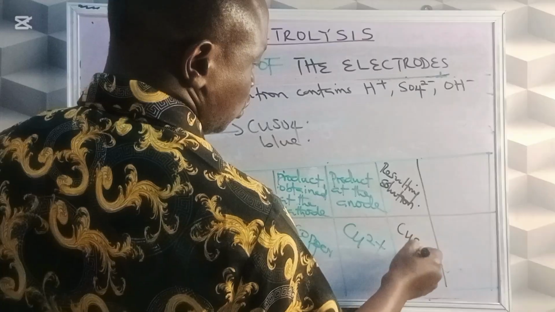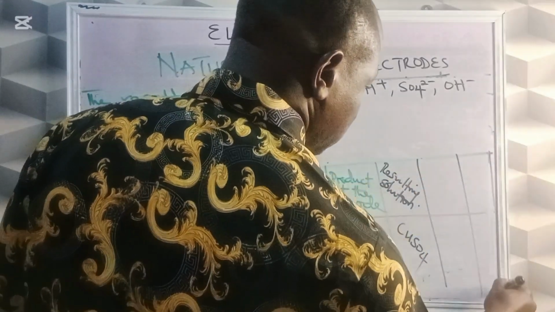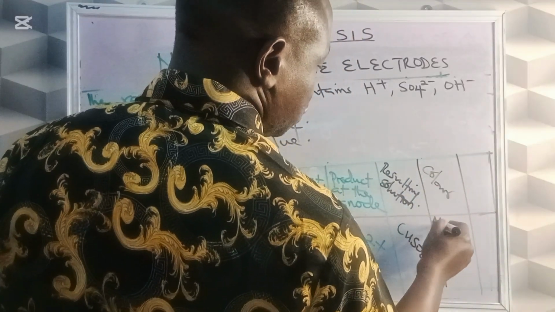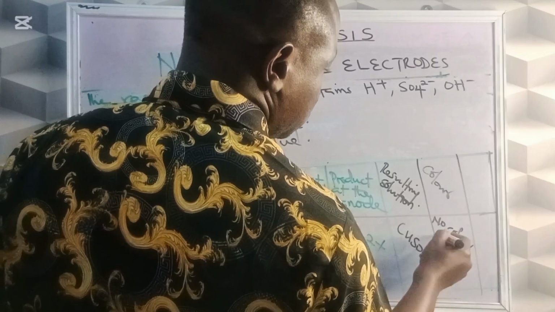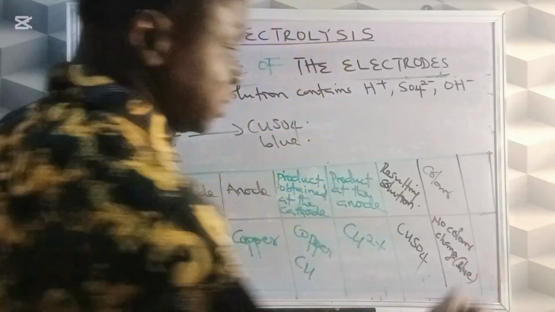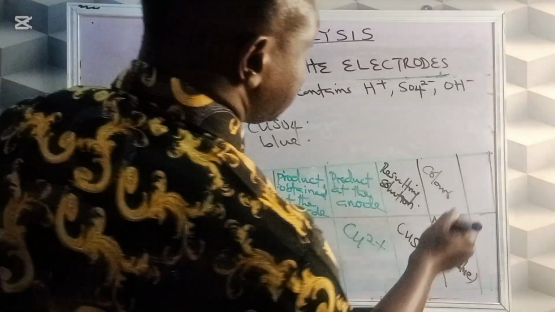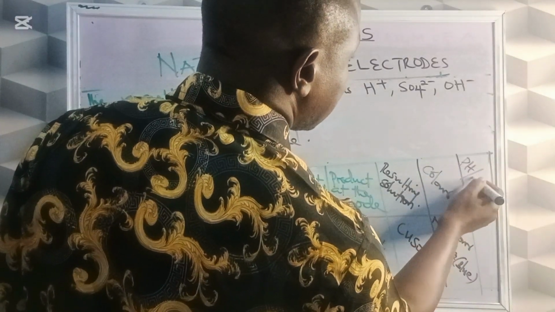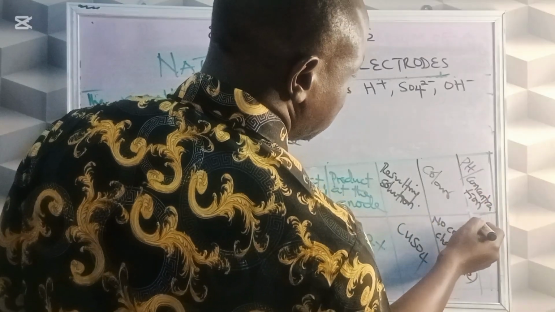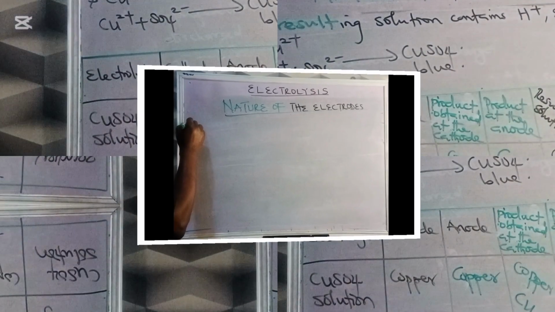The resulting solution still remains copper 2 sulfate. Is there any color change? No color change. The color still remains blue. Before electrolysis, copper 2 sulfate is blue. After electrolysis, it is blue. Then is there any change in pH or concentration? No change. Constant, it does not change.